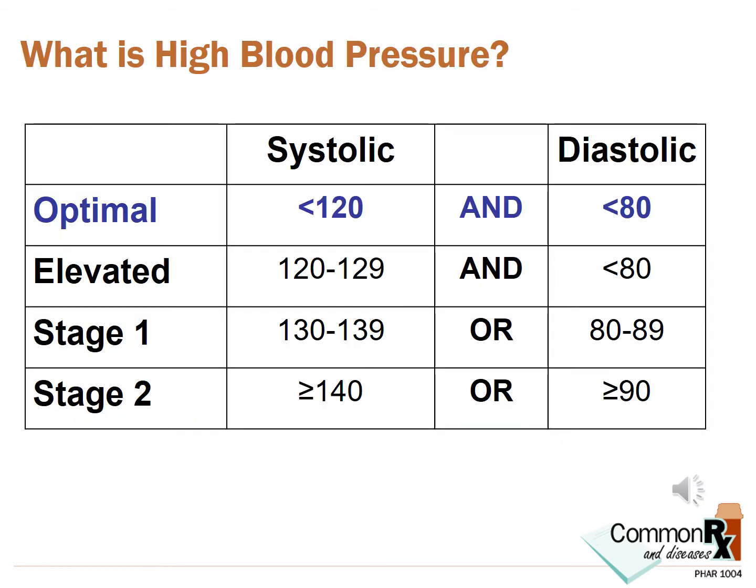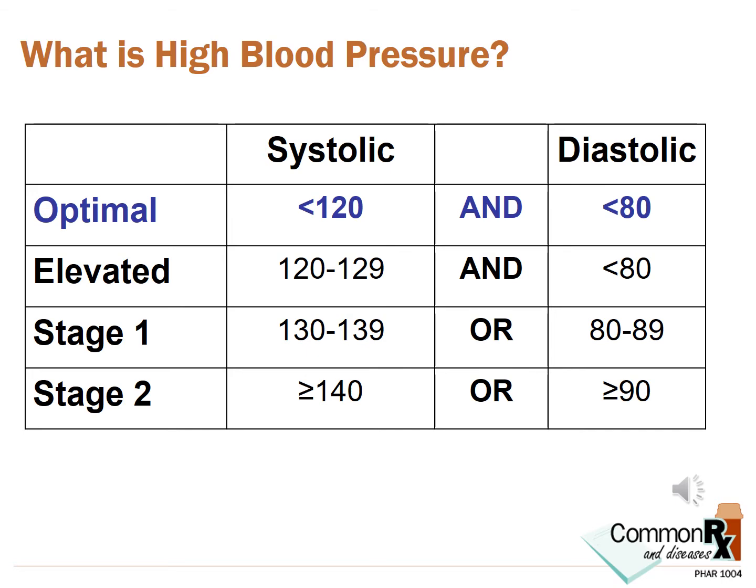The optimal blood pressure is less than 120 over 80 millimeters of mercury. This means the patient's systolic blood pressure is below 120 millimeters of mercury, and the diastolic blood pressure is below 80 millimeters of mercury. The current guidelines, published at the end of 2017, have identified three classes of hypertension. The first is elevated blood pressure. As you can see, this is when only the systolic is above optimal.